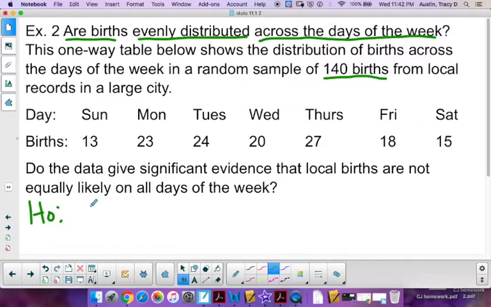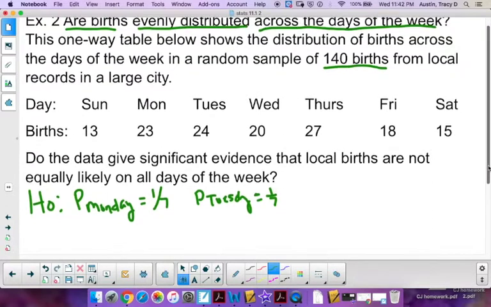So again, you could state it in proportions, and if you did it in symbols, it would be the proportion on Monday. Well, if it's evenly distributed across the days of the week, would equal 1/7, and the proportion on Tuesday would equal 1/7, and you would keep going all the way to the proportion on Sunday, rather, not probability, is 1/7. So that's if you're going to do that in symbols.